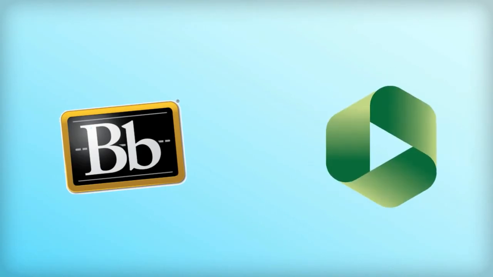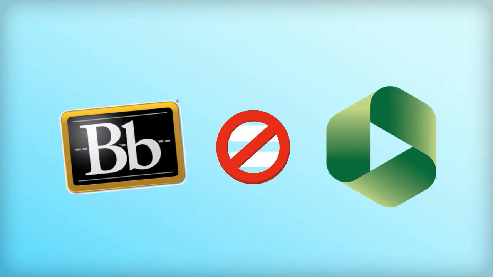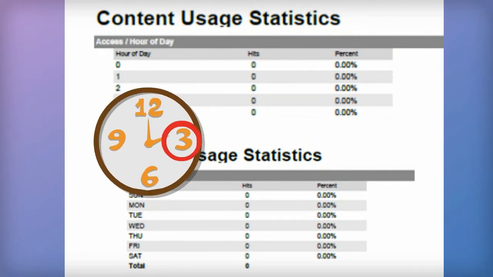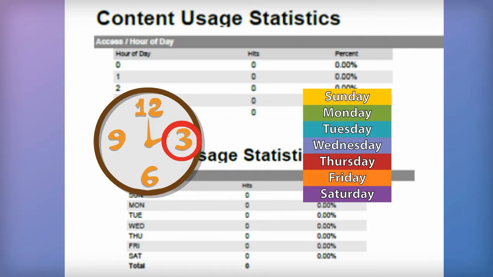Though Blackboard and Panopto share some similar features, they can also provide some unique reports. Blackboard tracking provides a graphic showing an hourly and a day of the week breakdown of the individual items that your students have accessed. You can use this information to determine when to put up new content or when students are more likely to access course materials.